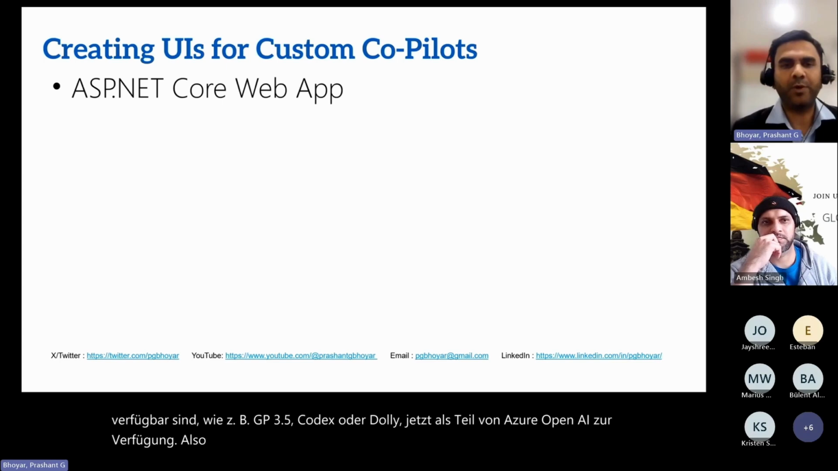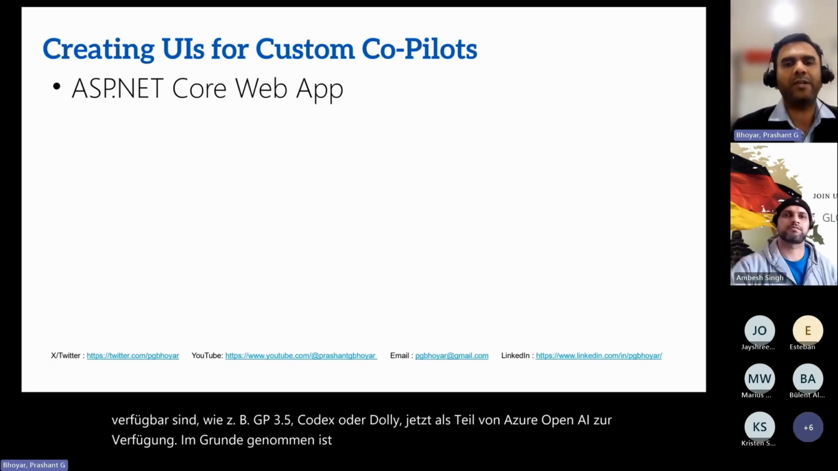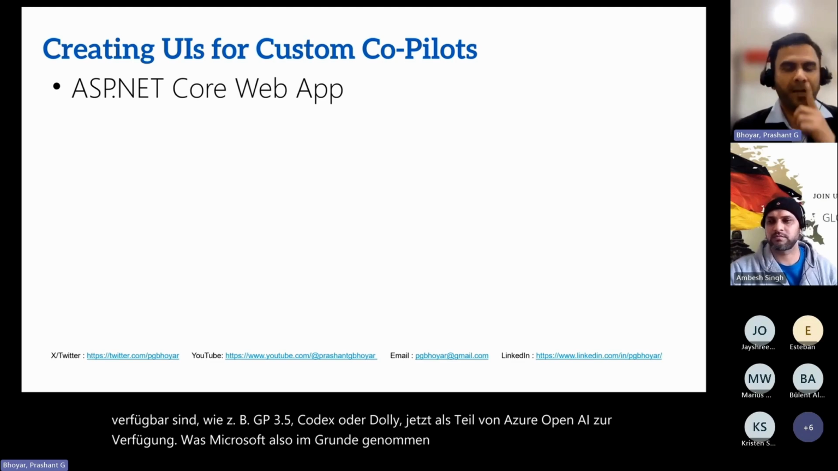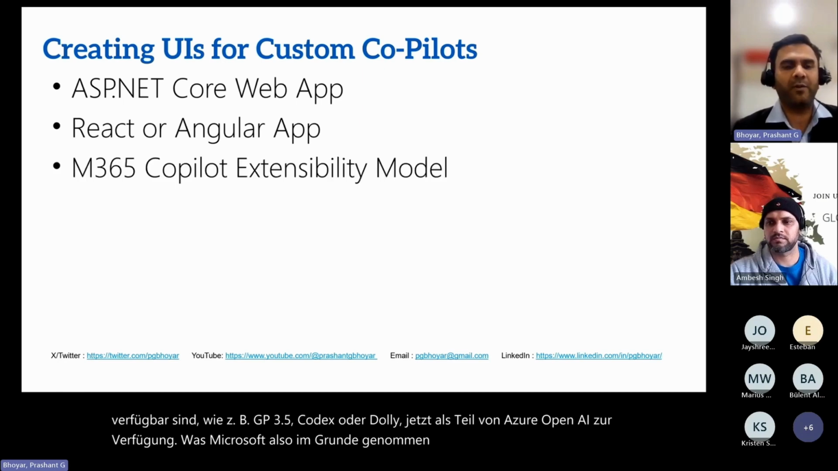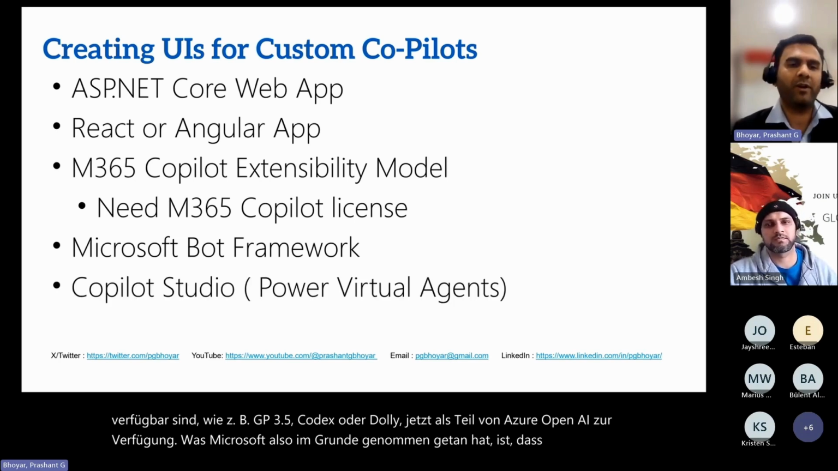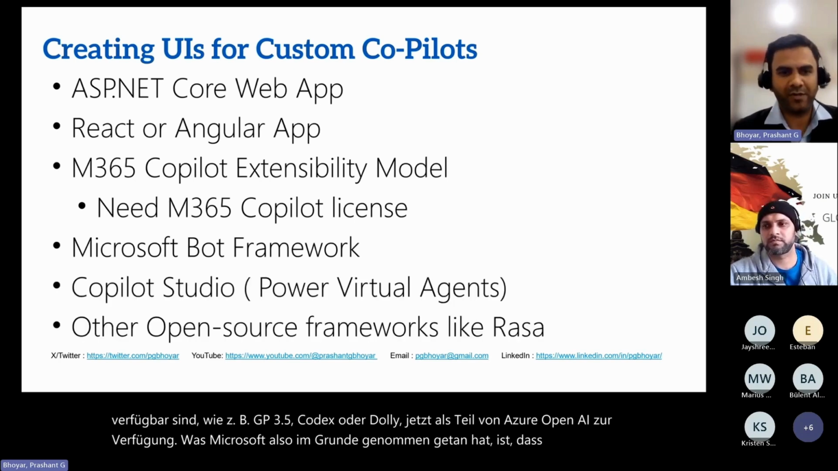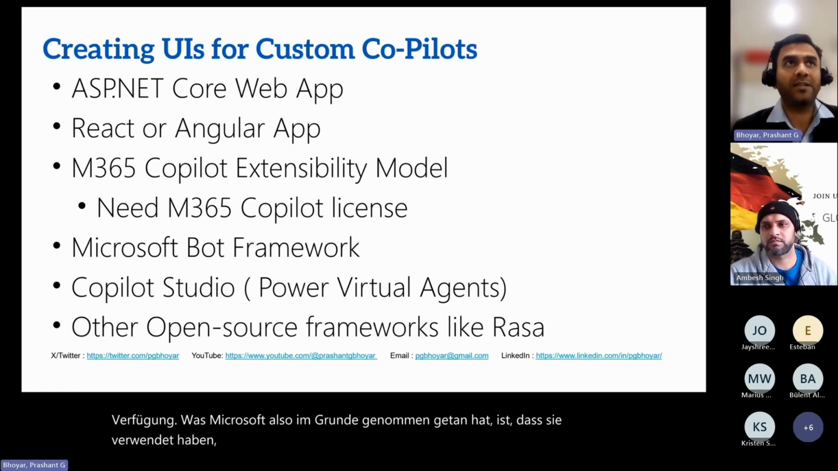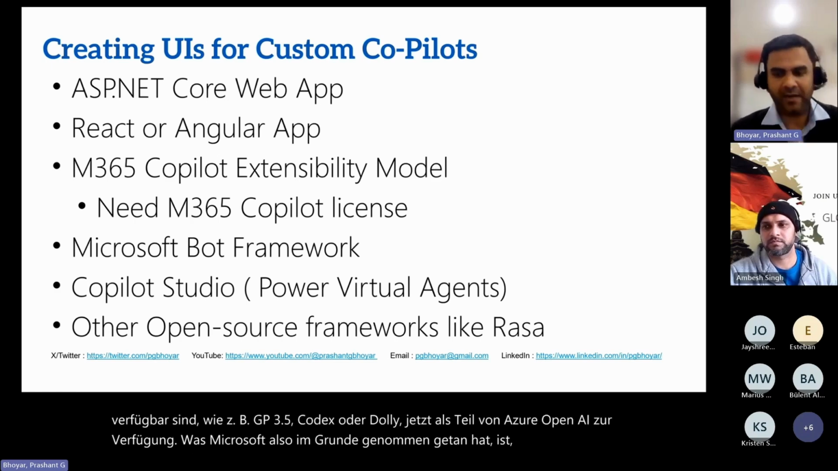So when it comes to creating custom copilots, the first thing you have to implement is to use AI services, but you also have to think about what kind of UI you will be creating for it. There are various ways you can create the user interface. You can go with the traditional route of an ASP.NET website. You can use a React or Angular app. You can also go with the Microsoft 365 Copilot extensibility model. You can use Microsoft Bot Framework, or you can go with Copilot Studio or Power Virtual Agents. And you can also use other open source frameworks like Rasa as well.